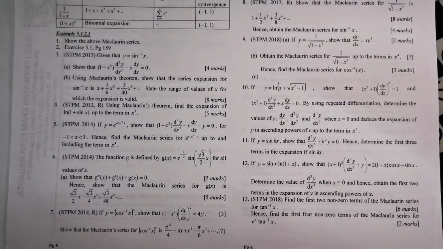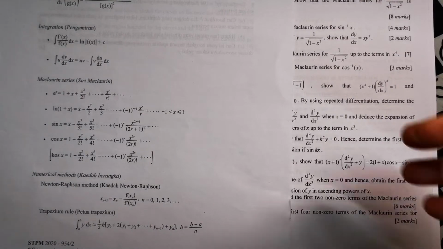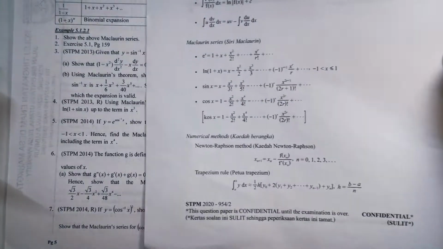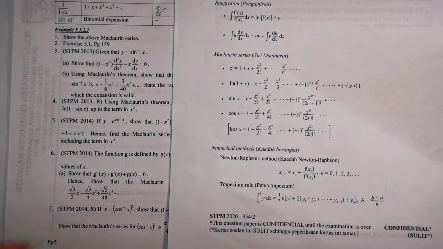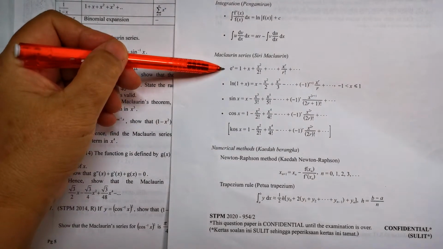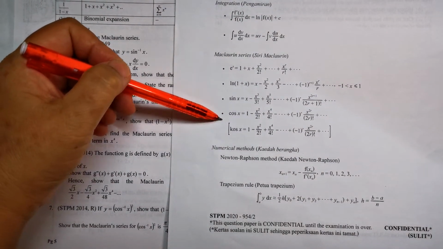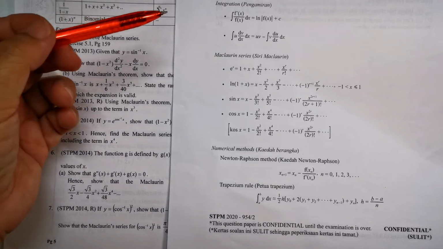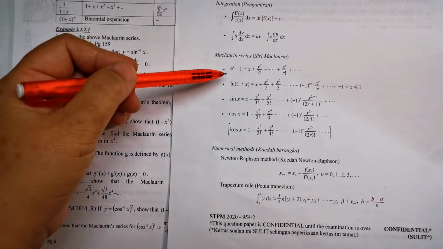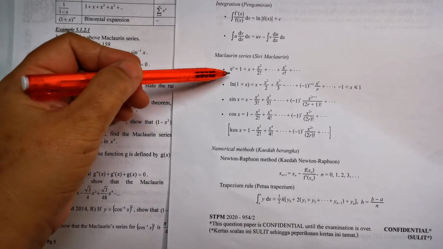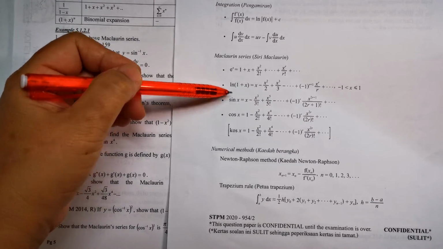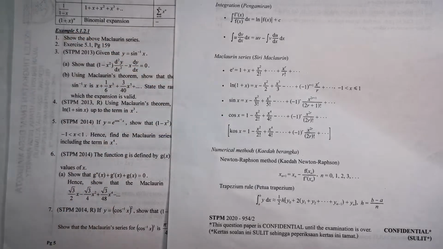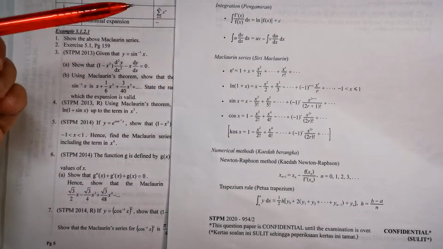Alright, so you see that actually in STPM, there are some general Maclaurin series given to you. So you can see, all these 4 you don't have to memorize. Other than that, it's worth for you to memorize some. The Maclaurin series given to you in the exam is Maclaurin series for the function e^x, ln(1 plus x), sin x, and cos x. Alright, only these 4 given to you.